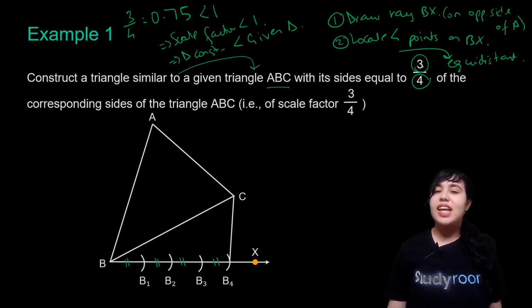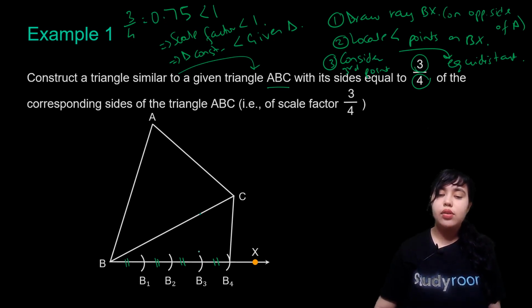Now which is lesser, 3 or 4? 3 is lesser. So now you will consider the third point. And you have to join it, basically join this line over here so that it meets BC.